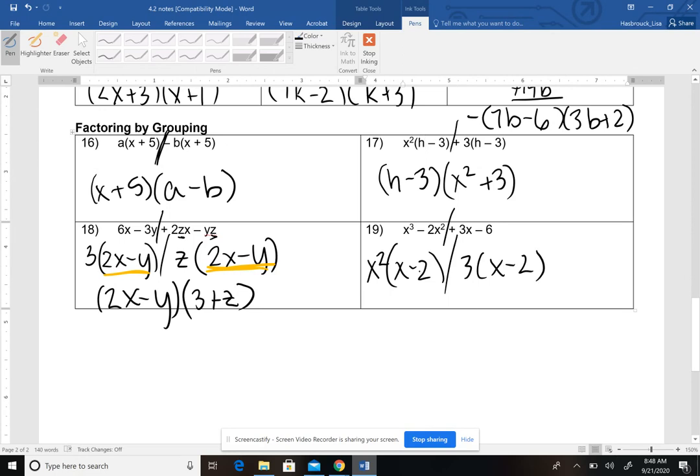Now looking at these, the parentheses both have the same thing. That's a good sign. It means I'm on the right track. So I'm going to take out that x minus 2. And then in another set of parentheses, I'm going to put what's left over, which is the x squared plus 3.